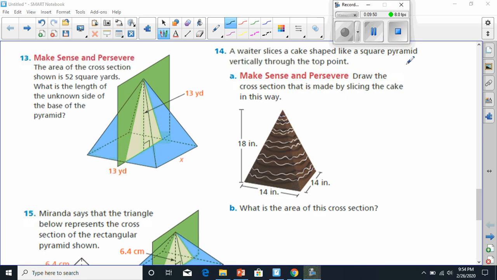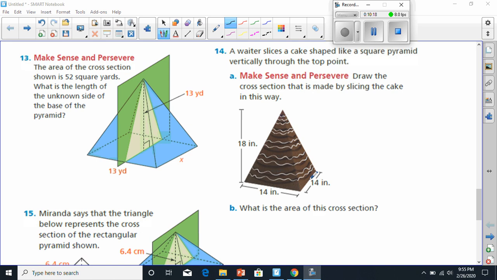Number 14 says, a waiter slices a cake shaped like a square pyramid. Square pyramid means the base of this pyramid is going to be in the shape of a square. Vertically through the top point. In other words, they're going right through this top point, and they're cutting vertically through this thing. Draw a cross section that is made by slicing the cake this way.